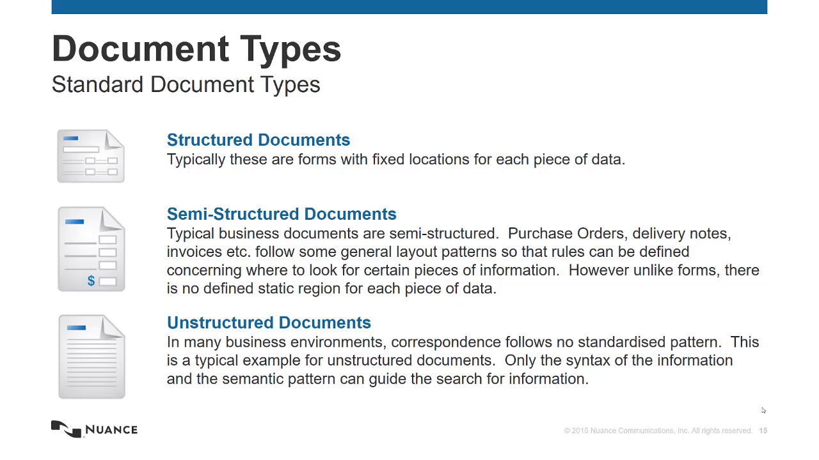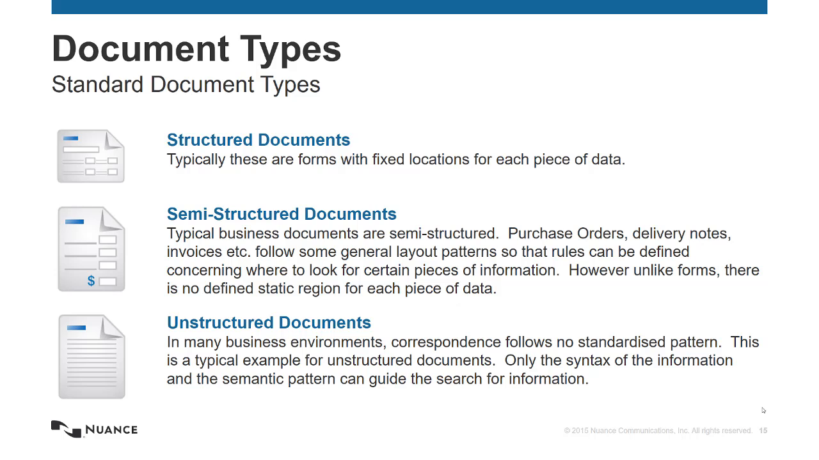The third type of document is unstructured documents. Again, many of these exist in business environments. They follow no standardized pattern. A typical example of an unstructured document may be correspondence, maybe contracts, anything which is not defined to a standard layout pattern as a structured or semi-structured document. But they do tend to follow information where semantic patterns can be used to guide the search for information.